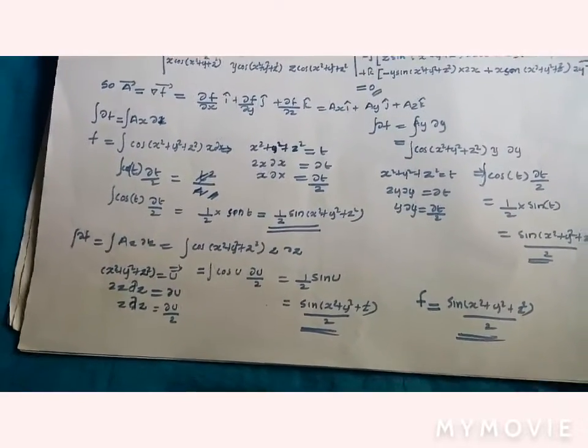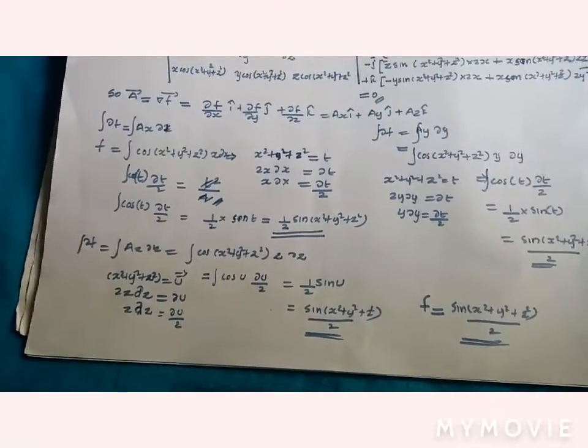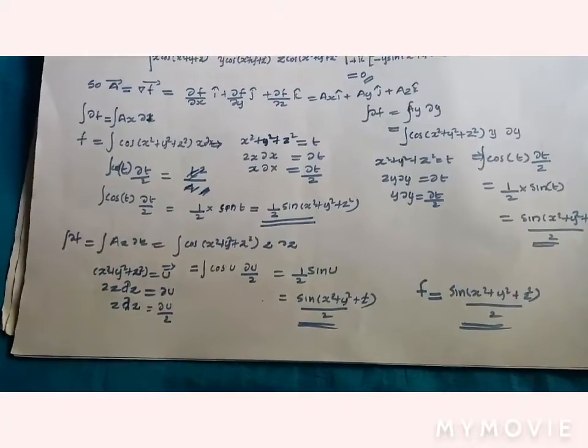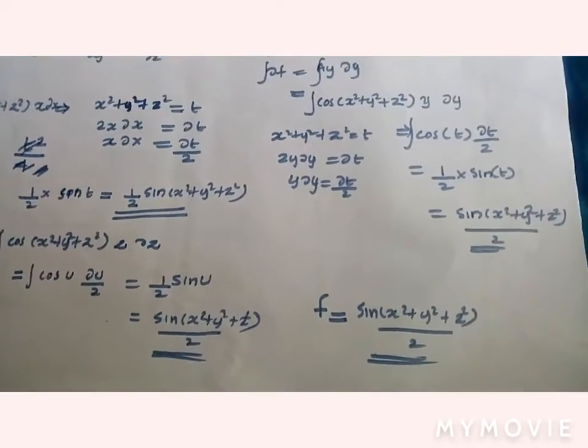So we know that the final function or final scalar function is to add everything and don't add repeated things. So the answer is sin(x² + y² + z²) divided by 2.